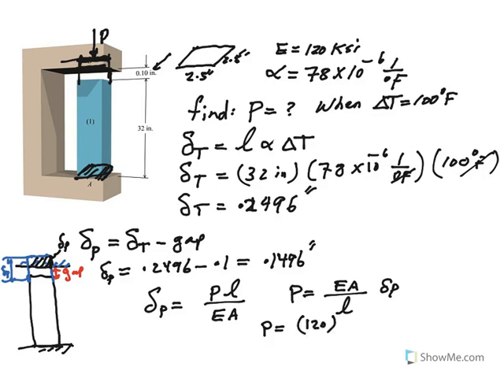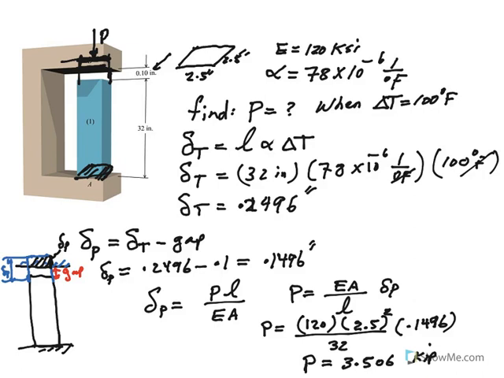So it's a quick plug in. We can keep E in KSI, that's fine. Area would be 2.5 times 2.5 or 2.5 squared divided by initial length of 32 inches and then a delta P of 0.1496 inches. So P comes out to be in kip. So the compressive load that is developed in this bar would be about 3.506 kip, or 3,506 pounds.